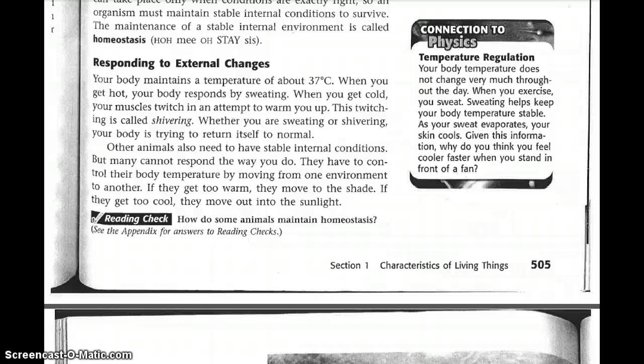Other animals also need to have stable internal conditions, but many cannot respond the way you do. They have to control their body temperature by moving from one environment to another. If they get too warm, they move to the shade. If they get too cool, they move to the sunlight.